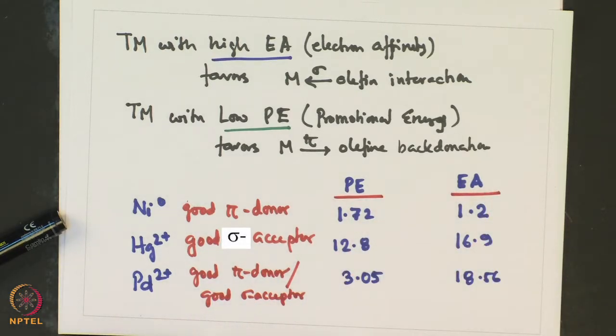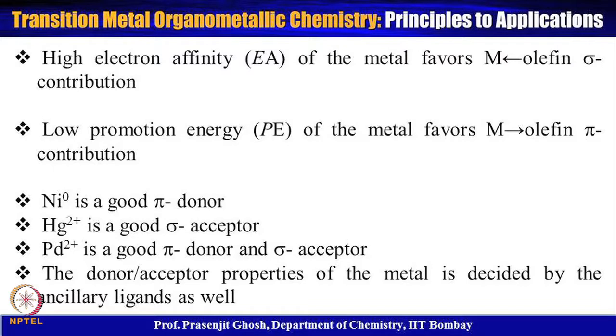With that, what one can see is that the extent of forward donation and backward donation from the metal perspective depends on these two parameters, which are electron affinity and promotional energy. And with that, from the quantitative values of electron affinity and promotional energy, one can have an idea as to the sigma donating ability as well as the pi accepting and donating abilities of these metal ions towards the ligand.